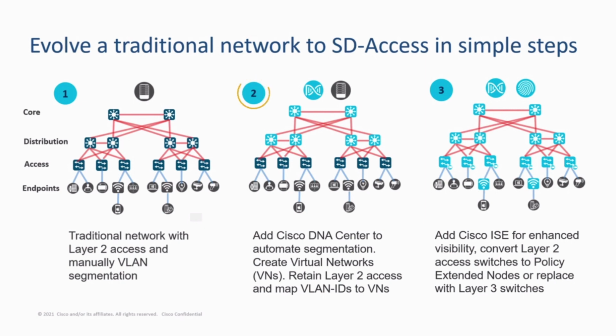Our first step is to upgrade our core and distribution layer switches to modern SD access compatible ones. We will also add Cisco DNA Center and begin to segment the network using virtual networks or VNs that are automated and scalable, and will start making an SDA fabric. In the next step, we will add our existing access switches to the fabric, reusing the VLAN IDs already defined. We will also add Cisco Identity Services Engine, or ISE. Finally, we will slowly convert our Layer 2 access switches to modern SDA-compatible Layer 3.